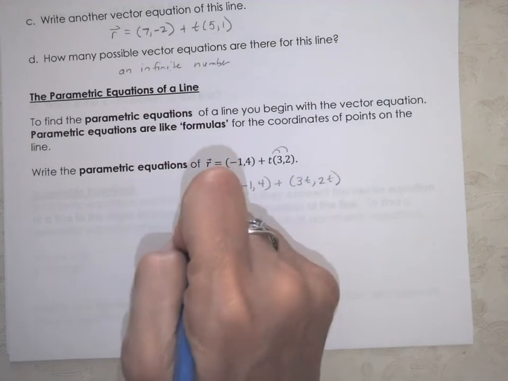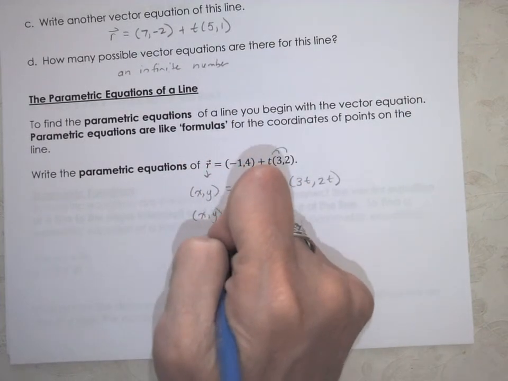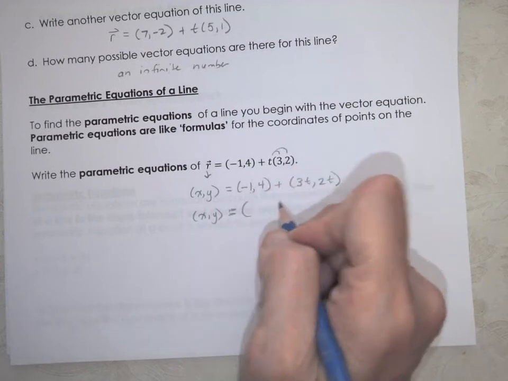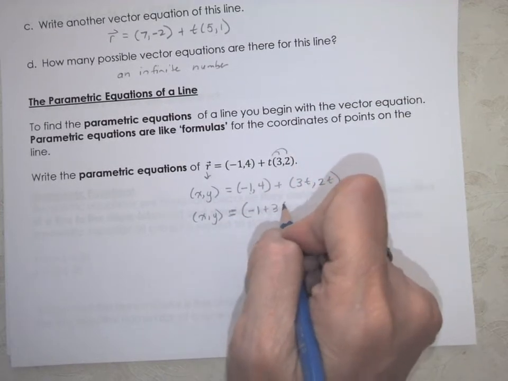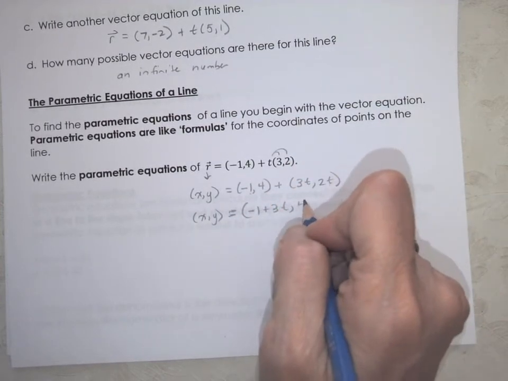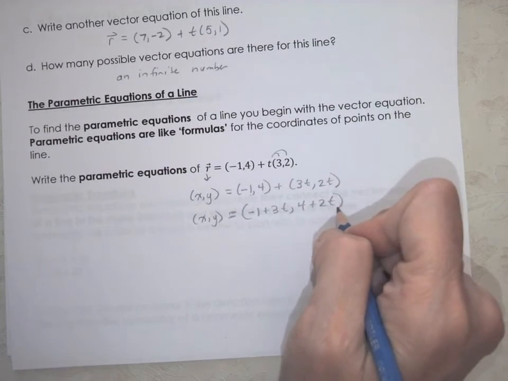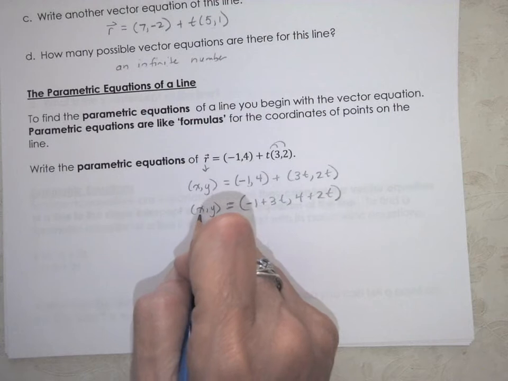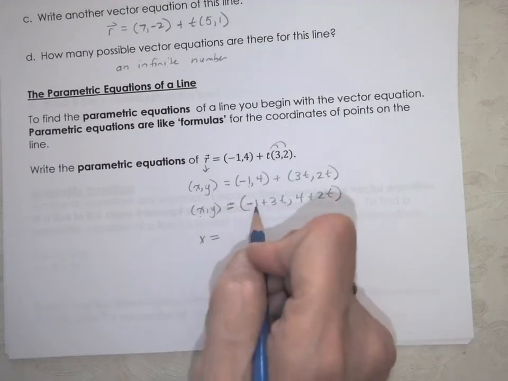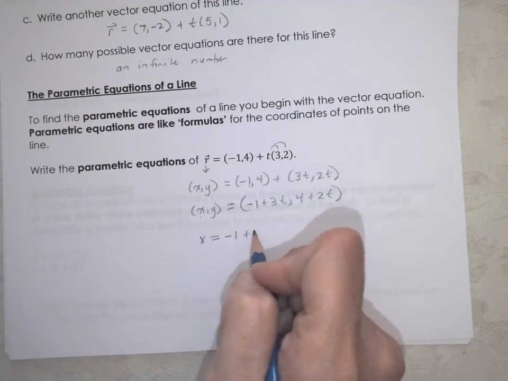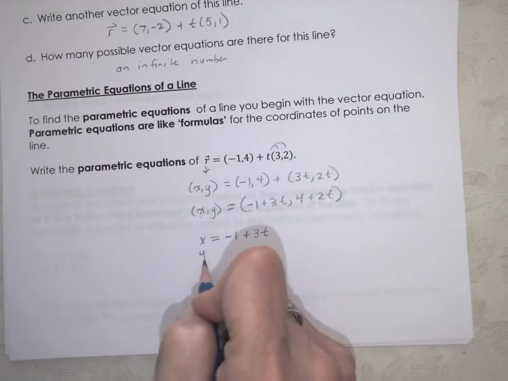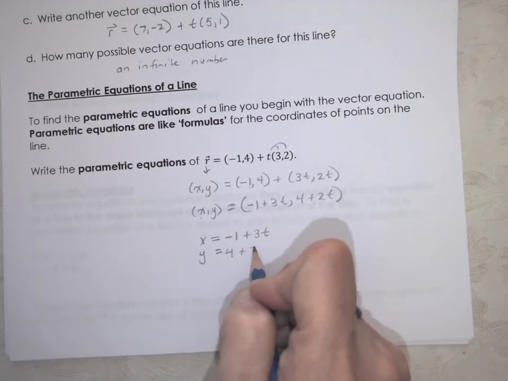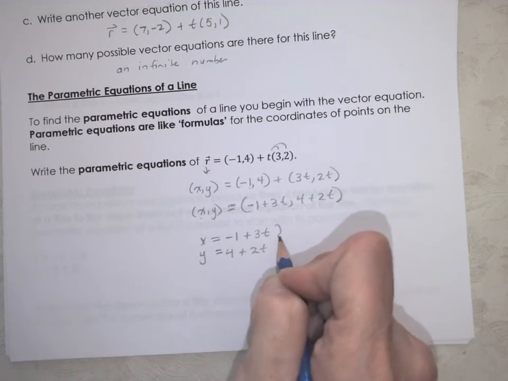And then we're going to add on the right side. So add the x component, -1 plus 3t, and the y component. And then we're just going to list these. The x value of a point on the line can be found by taking -1 and adding 3t, and then the corresponding y value can be found by taking 4 and adding 2 times t for a certain parameter t.